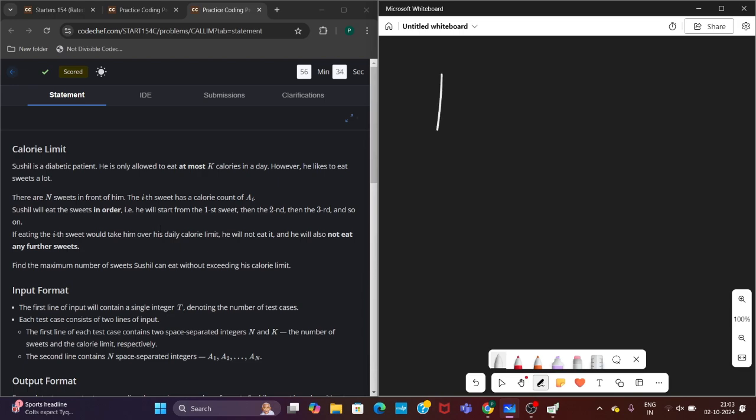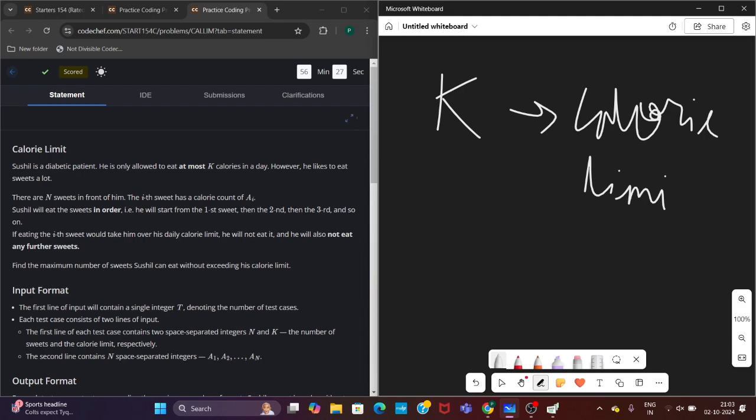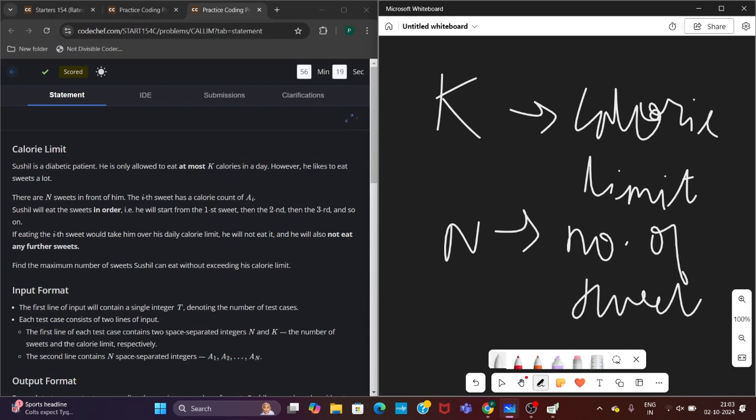So basically, we have been given K as our calorie limit and N as our number of sweets. The ith sweet has a calorie count of A_i. Sushil wants to eat the sweets in order, that is, he starts from the first sweet, then the second and third, and so on. If eating the ith sweet will take him over his daily calorie limit, he will not eat it, and he will also not eat any further sweets.